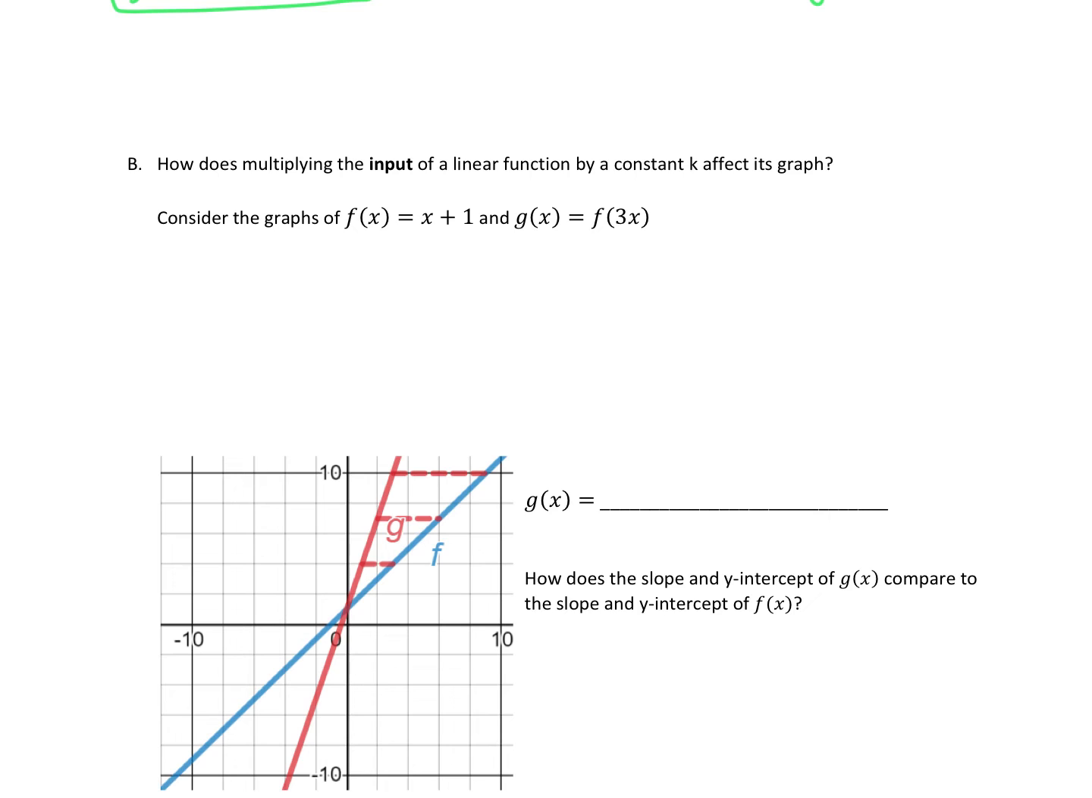So here's what that's going to look like. Consider the graphs. We have f of x equals x plus 1, and then g of x equals f of 3x. See how here's our input x, we're multiplying the input by a 3. So to find our g of x function, it's our f function, but we're going to multiply 3 times any x's in that function, which happens to be just right there. So instead of an x, we're going to have a 3x, and then we have our plus 1.